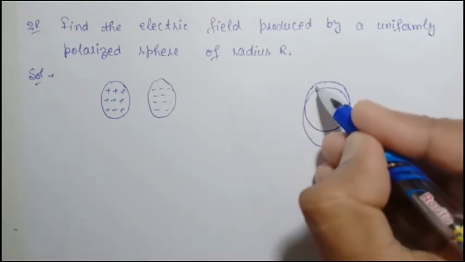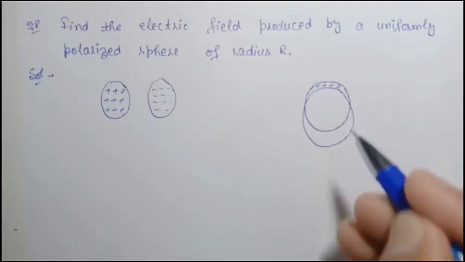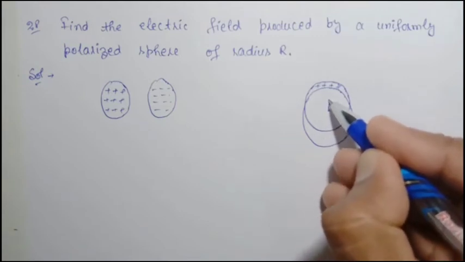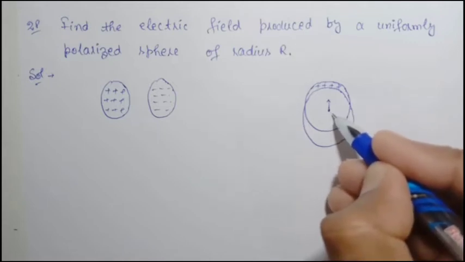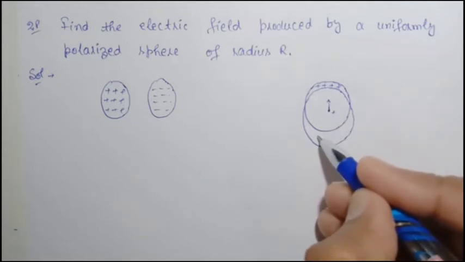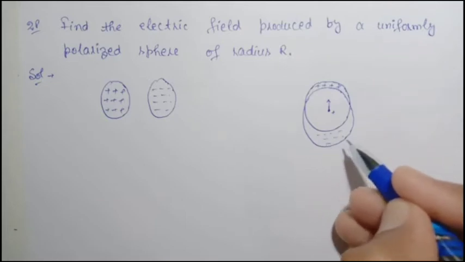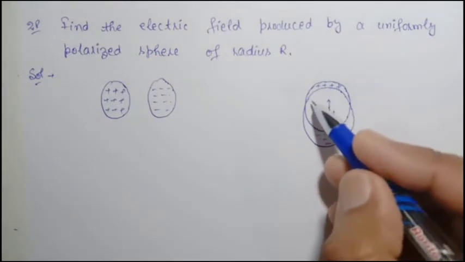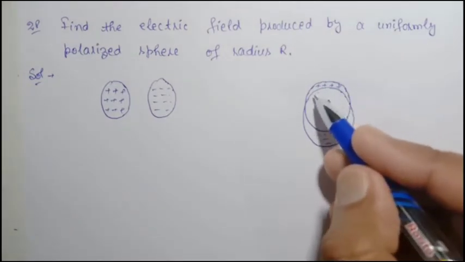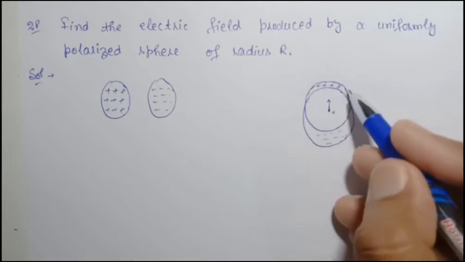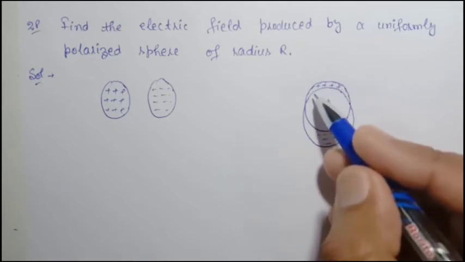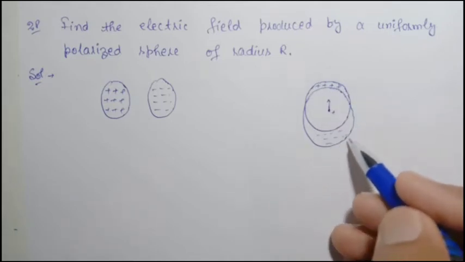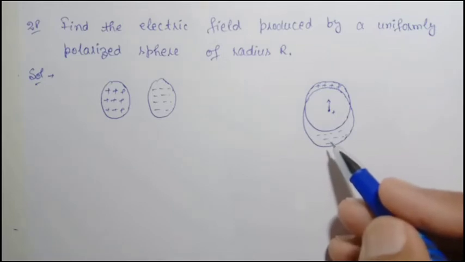If these two spheres are uniformly polarized, then the positive charge will move in the upward direction, that is from here to here, where we have a nucleus. This positive charge will move in the upward direction and the negative charge will move in the downward direction. Okay, so as a result we get a positive charge cap on the top and a negative charge cap on the bottom.